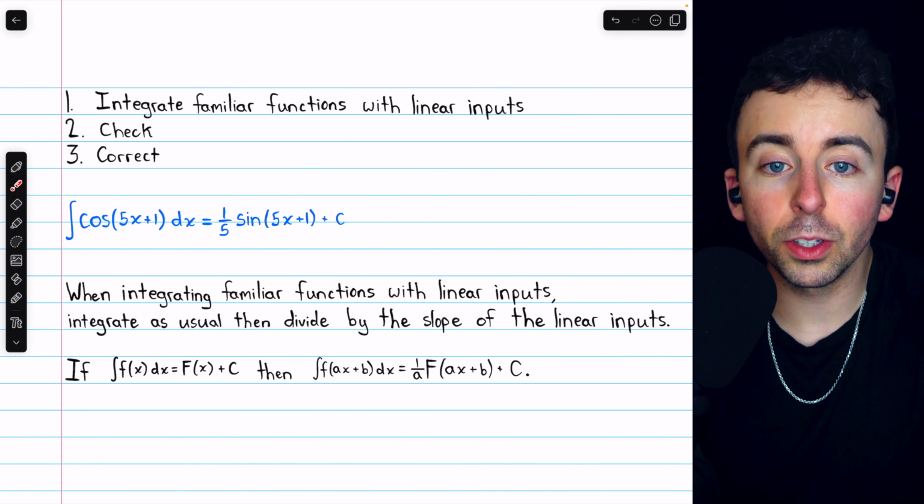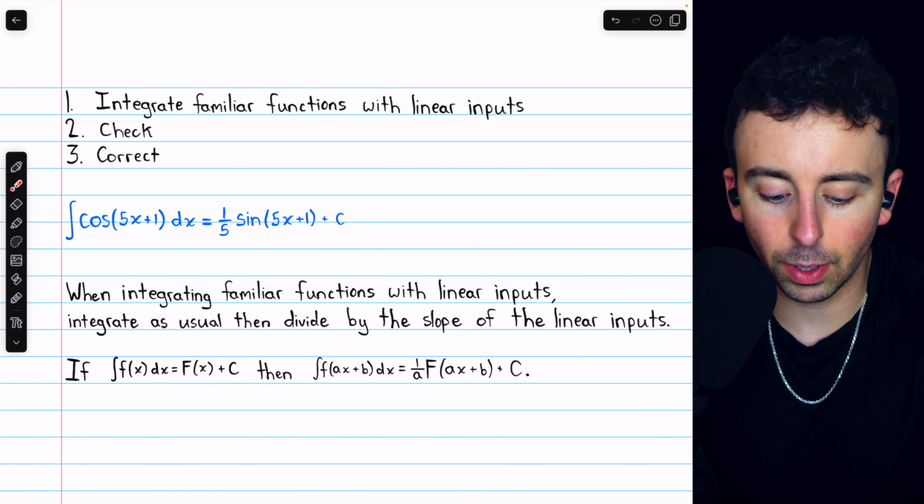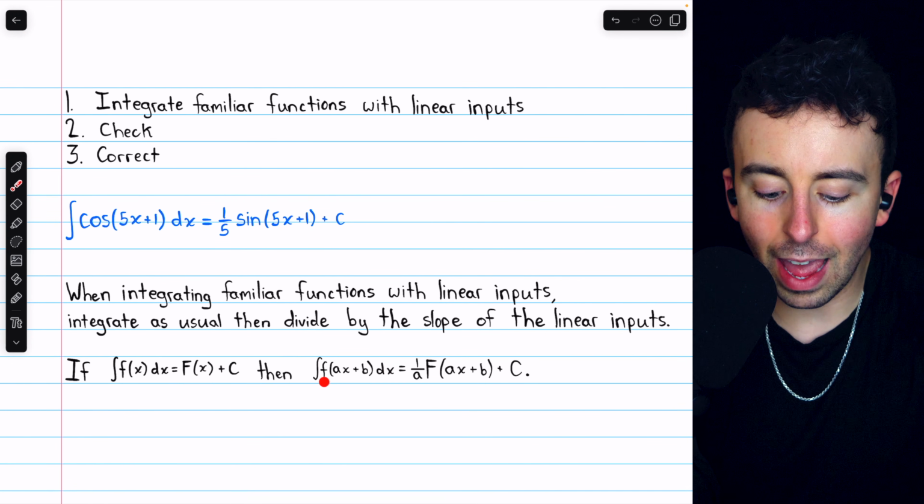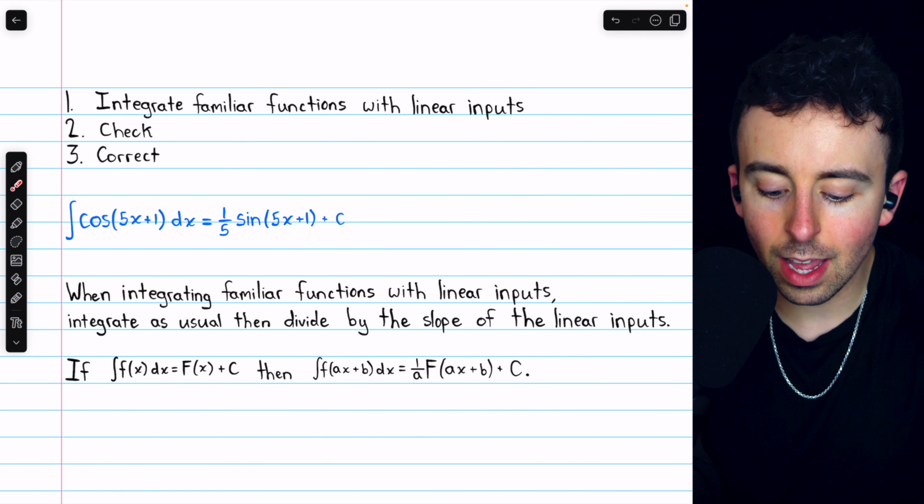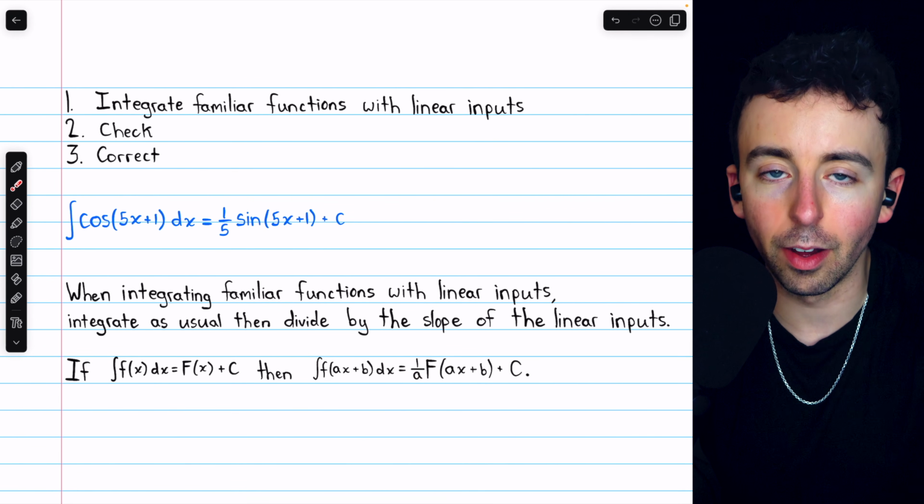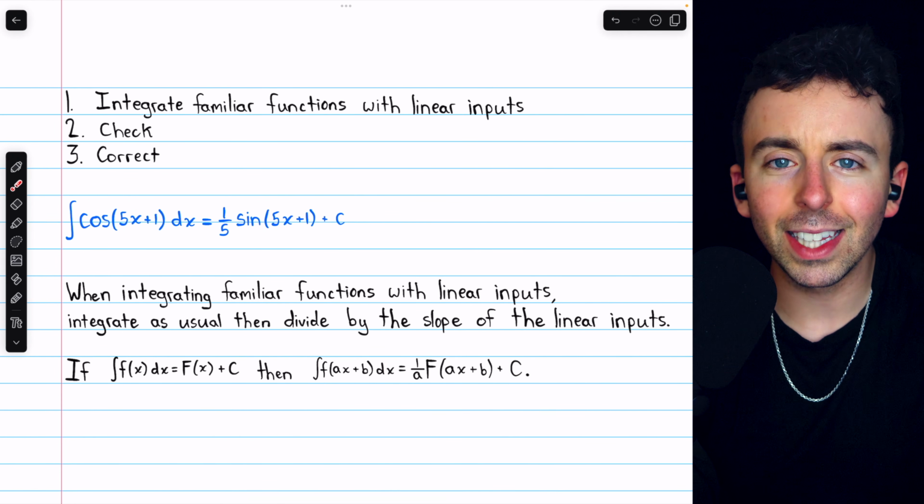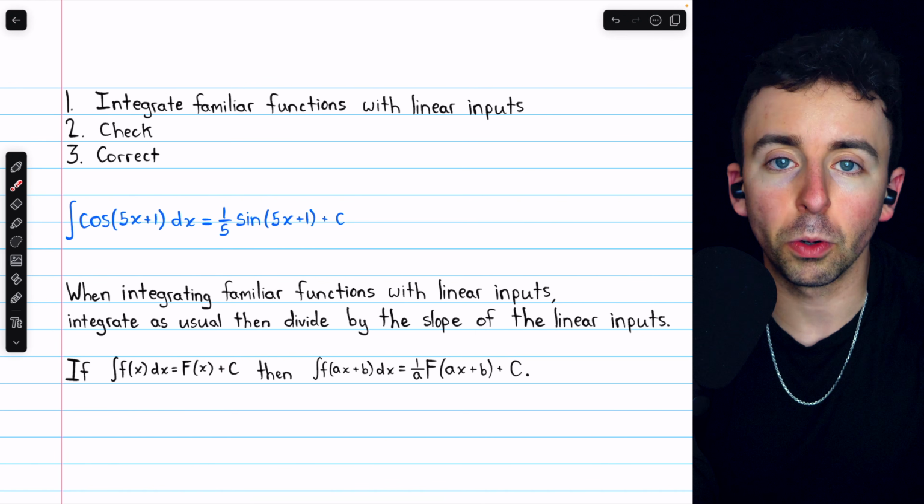In more mathematical notation, if the integral of f(x) is F(x) + c, then the integral of f(ax + b) is F(ax + b) times 1/a. Just divide by that slope of a. And of course, don't forget your arbitrary constant. All right, let's go through those examples I showed you at the beginning.